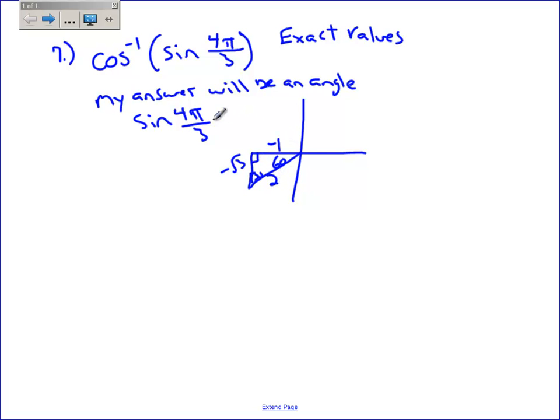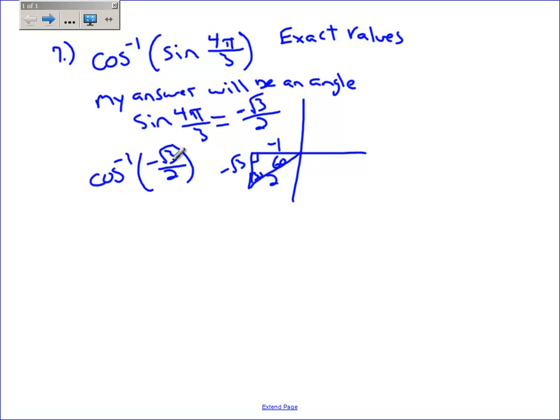And so the sine of 4 pi over 3 is going to be opposite over hypotenuse, which is negative square root of 3 over 2. SOHCAHTOA is all we're doing there. Now that we have found that, we can find the arc cosine of negative square root of 3 over 2.